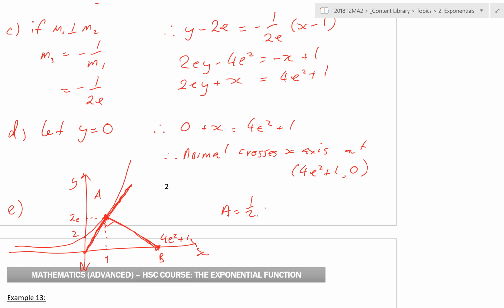Area equals half the base times the perpendicular height. None of this half ab sine C business or anything complicated like that. No distance formula. You could do that, but boy, you would be making your life hard where I have a perpendicular height and a base here. So my area equals half times my base, 4e squared plus 1, times 2e. Of course, the half and 2 wipe out, and I get e times (4e squared plus 1) square units.